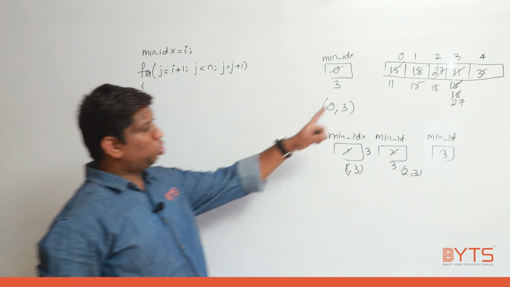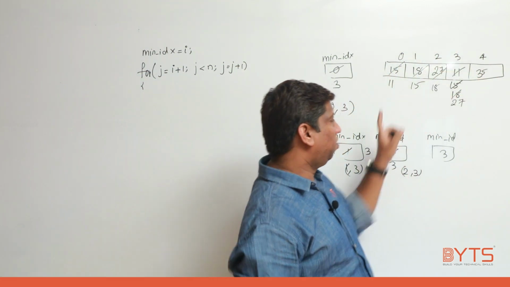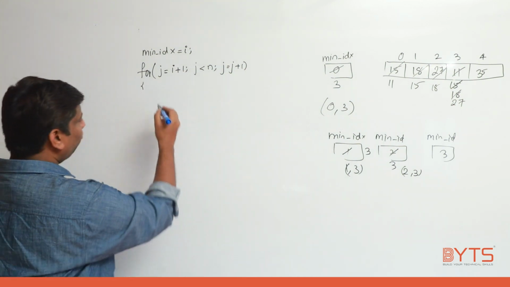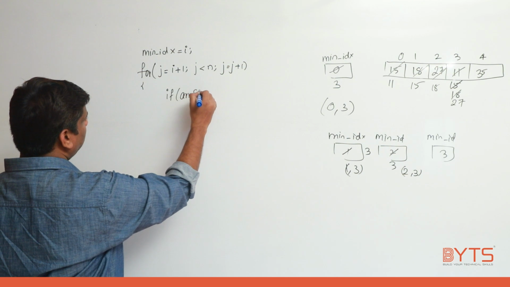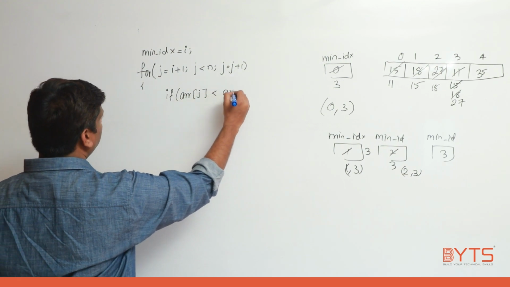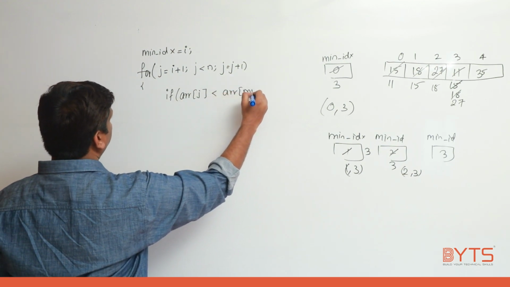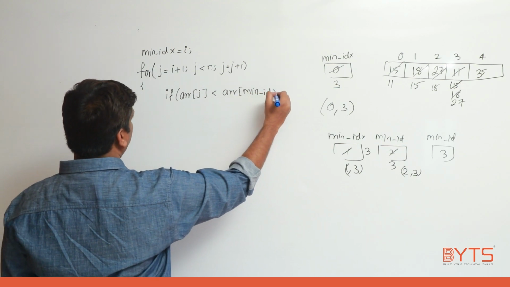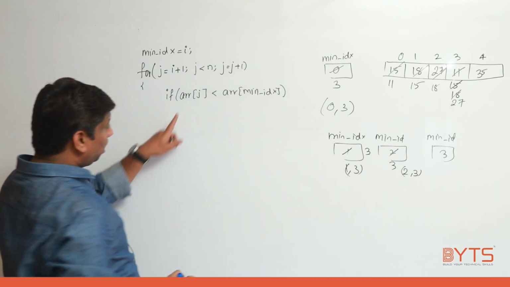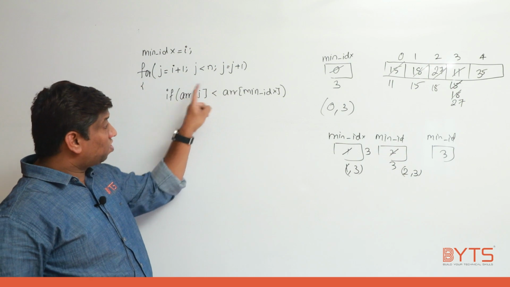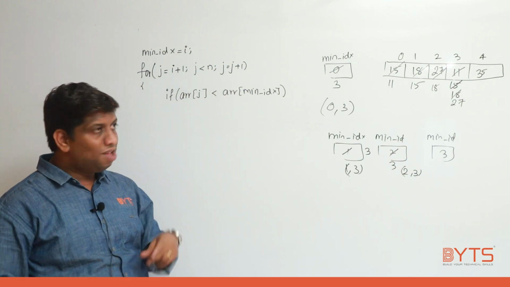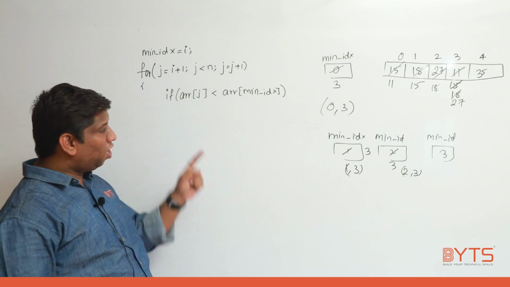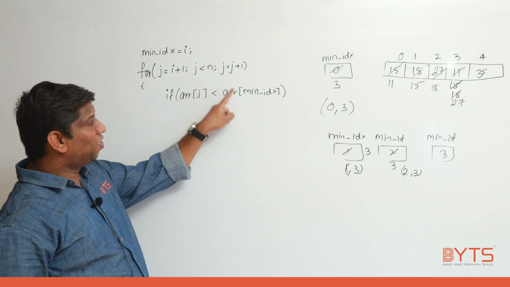So I need to start from this location and find which is the min index. How do I find that? If arr of j is less than arr of min index. What is the meaning of this statement? If this condition is true, what is the meaning? The value at j is small when compared to the value at min index, right?